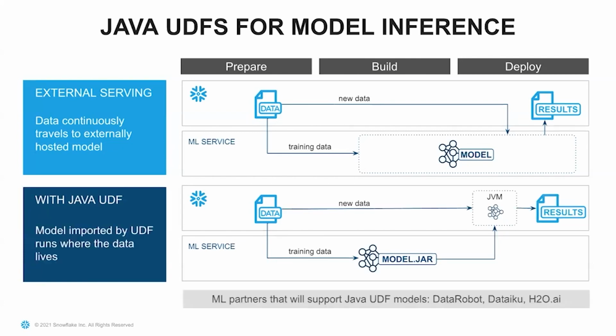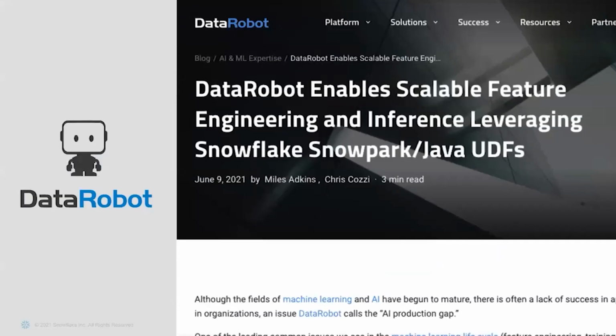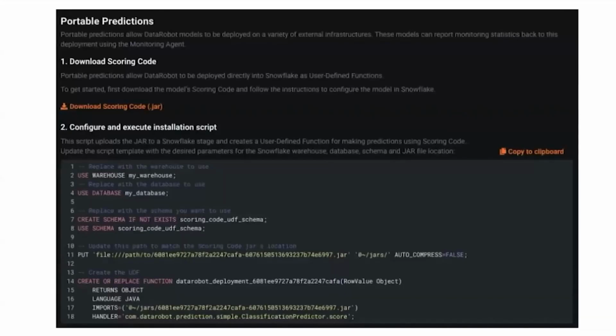And let me go to the next slide. Yes, some of our partners leveraging this model are DataRobot, Dataiku, H2O.ai, and we keep seeing more people do this. This is, for example, a blog post from June on how DataRobot does this. They have the exact code that you need to bring this jar, the jar that they built, into Snowflake.